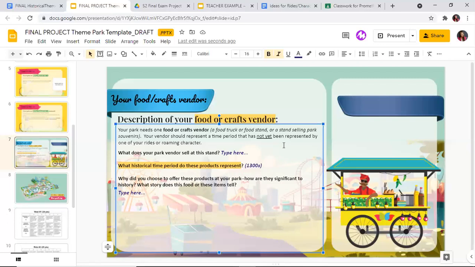So you really need to make sure that you illuminate that for us, because that's really the bulk of your grade. Your creativity is awesome, will be rewarded, but you can't get an A or a B if you don't give the historical significance. So please, please, please don't forget about that.